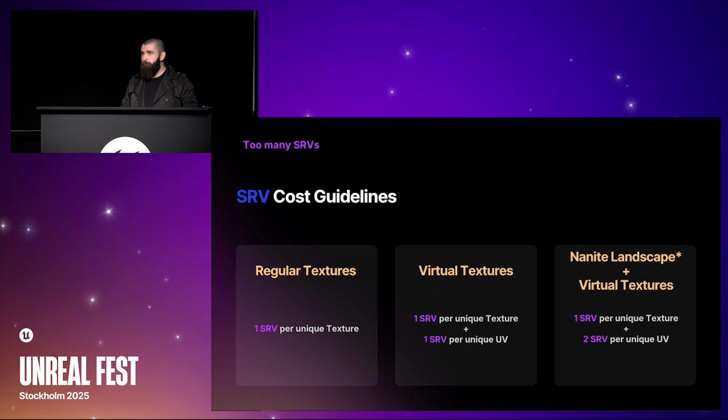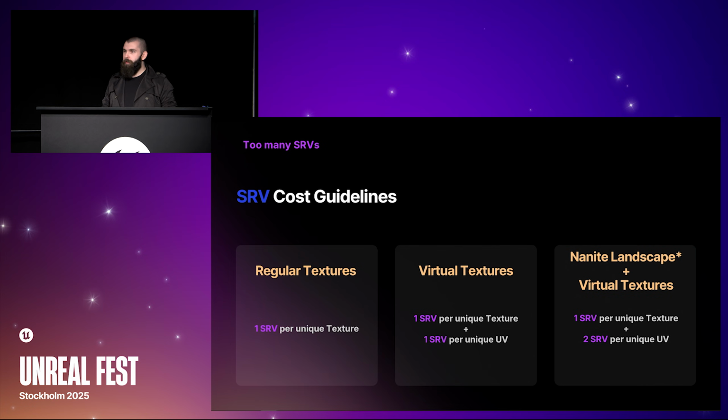So for one texture that's sampled 3 times with the same UV, you'll have 3 SRVs created. But if you have 3 samples with 3 different UVs, you will have 7 SRVs. So 6 SRVs for the unique UVs and 1 SRV for the unique texture. Now, Nanite landscape is an asterisk, because if you use a normal mesh that's Nanite, that's not landscape, and you use virtual textures on it, you will use the guideline for virtual textures, because the normal Nanite meshes do not create a second SRV.